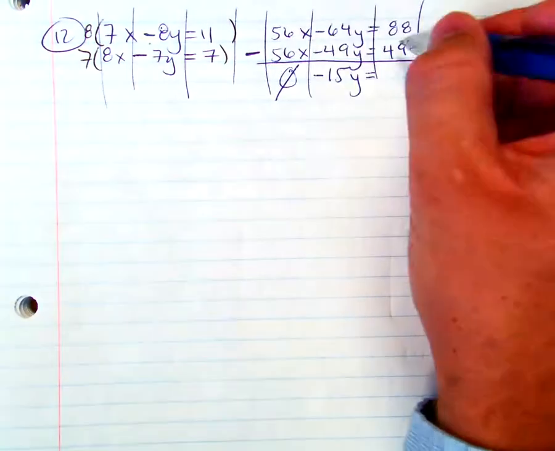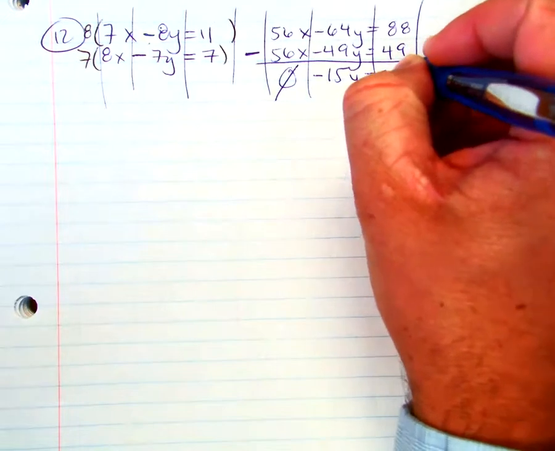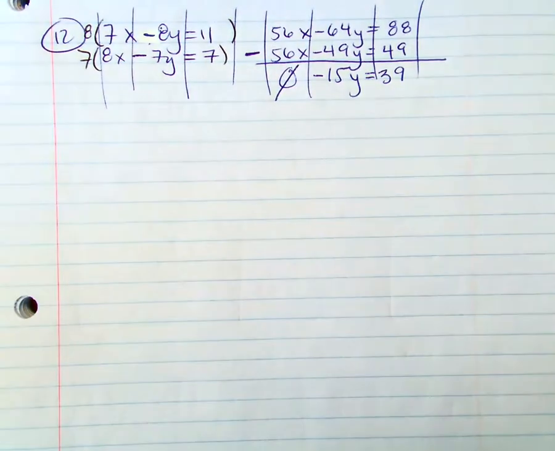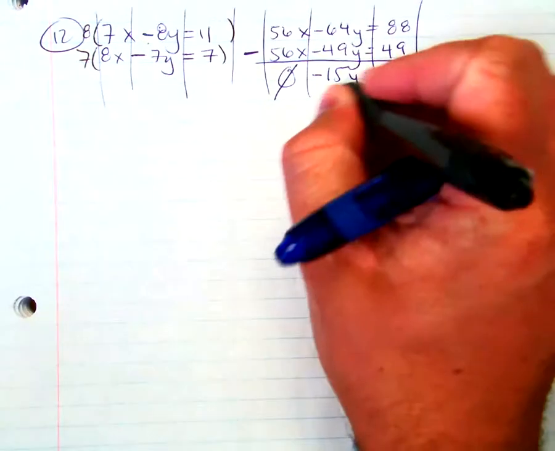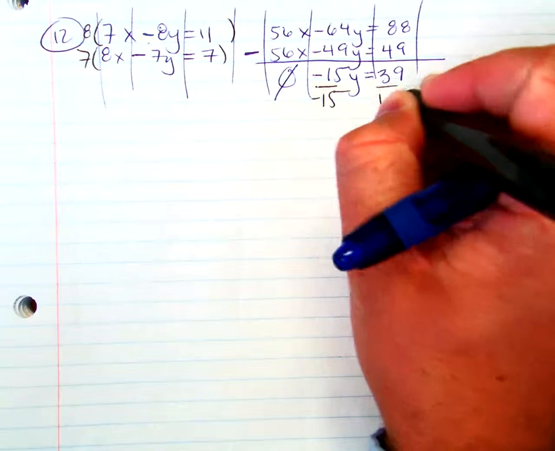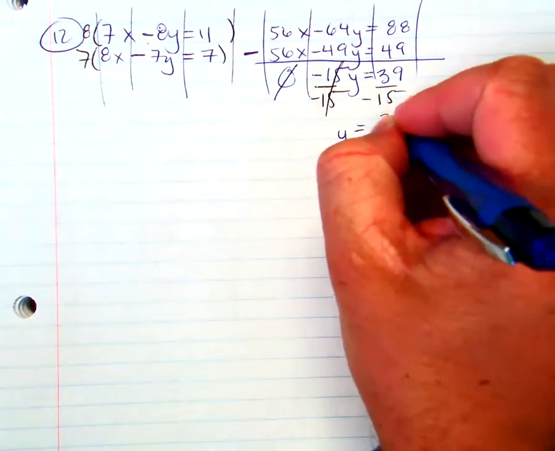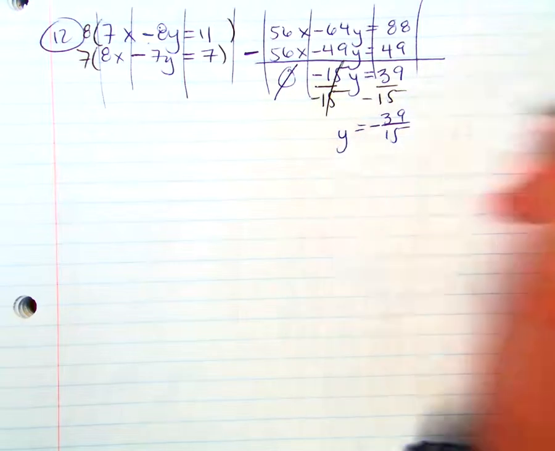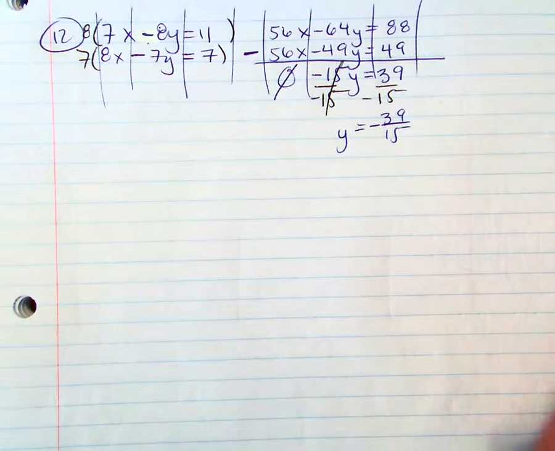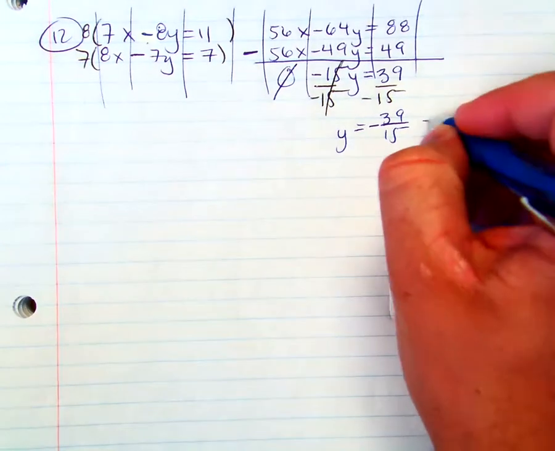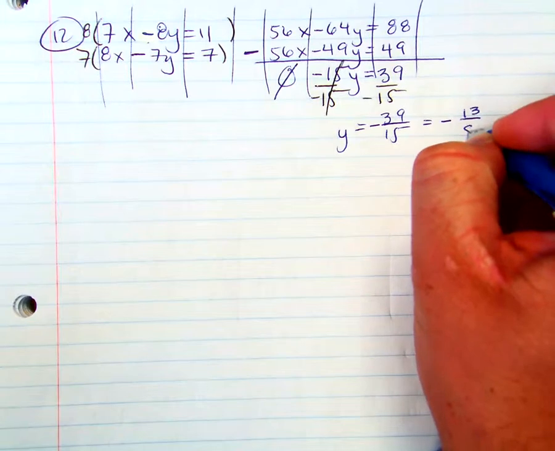88 minus 49 is going to leave me with 39. At this point, it's a one-step equation. I need to divide by negative 15. So I end up with y equals negative 39/15. That can be reduced. 3 goes into both of these numbers, making this a negative 13/5.